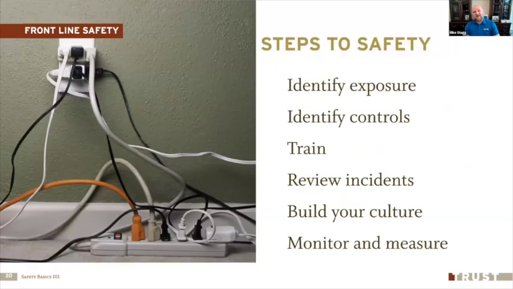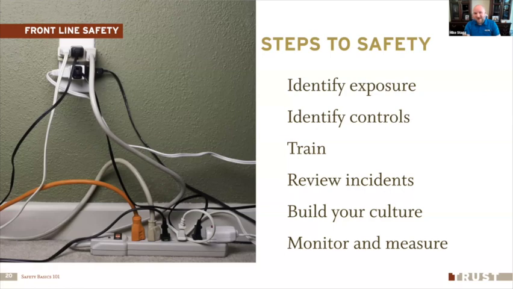So how do we ensure we have a safe workplace? Our steps to safety include identifying our exposures. Once we've identified what our exposures are, we have to identify the controls we're going to take to eliminate those exposures. Maybe those controls are training. Maybe those controls are wearing personal protective equipment. Maybe those controls are using a different piece of equipment or doing the task a different way, because the exposure is still there. We have to train. We've got to train on our pieces of equipment.